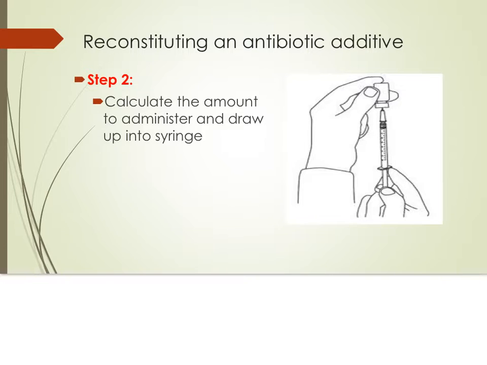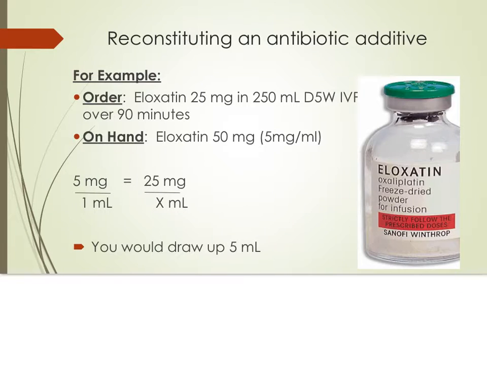Step 2. Calculate the amount to administer and draw up into a syringe. Make sure to use a syringe large enough for the entire dose. Label the remaining solution. We will continue with the example we started in step 1. You've already reconstituted and rolled this vial until the powder has been dissolved.